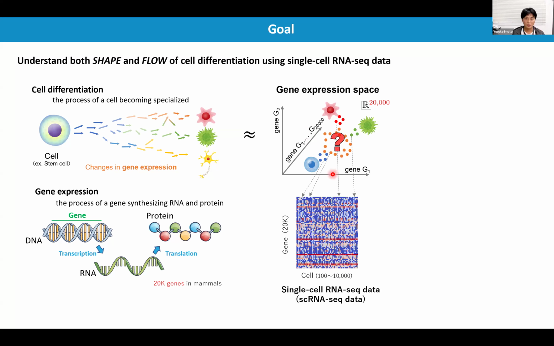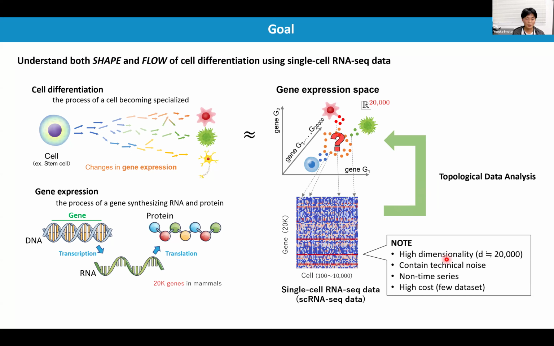Single-cell RNA-seq data measures the amount of RNAs for all genes at the single-cell level. That is, single-cell RNA-seq data is a point cloud in the 20,000-dimensional space. We aim to reconstruct the trajectory of cell differentiation, which is the topology of the point cloud and its dynamics, using topological data analysis. Here we must note the characteristics of single-cell RNA-seq data, such as high dimensionality, technical noise, non-time series, and high experimental cost.